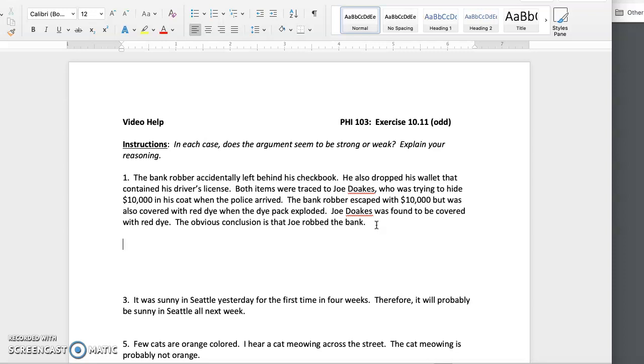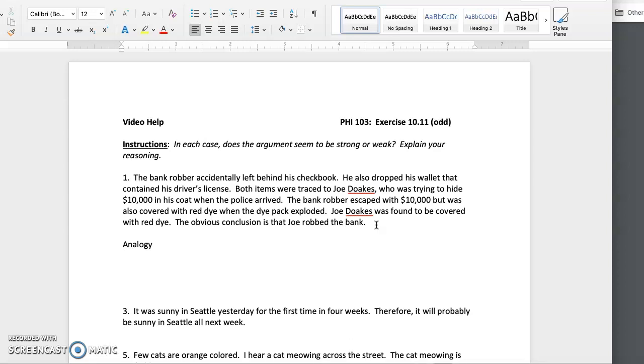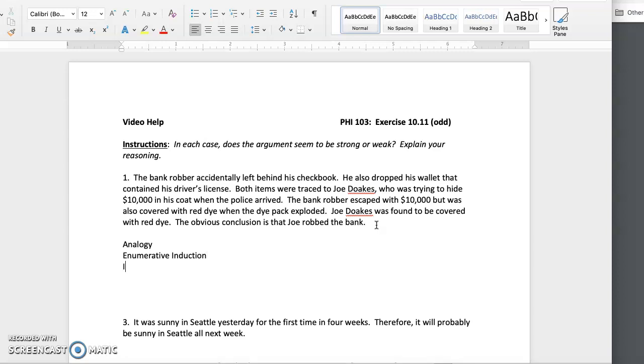There's three basic kinds discussed in this chapter. There's analogy, there's enumerative induction, and then there's inference to the best explanation. So this wasn't part of the assignment for you, but for the video, I want to cover some of this ground and I'll talk about these.